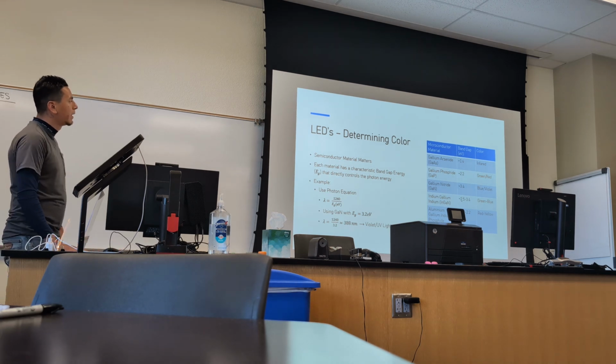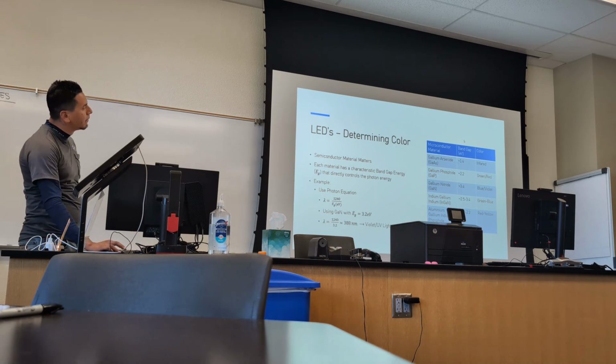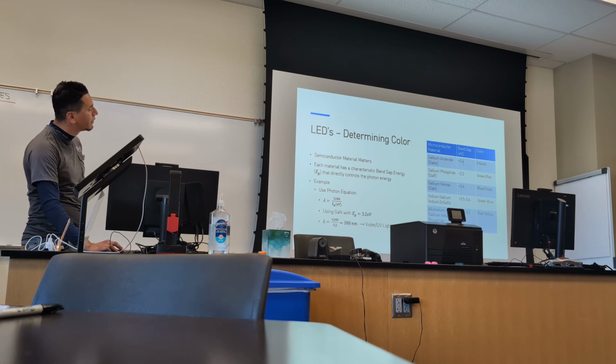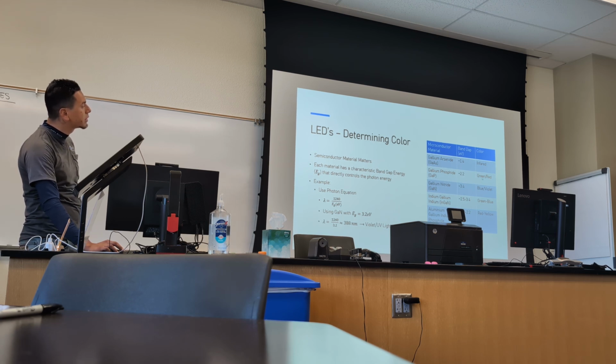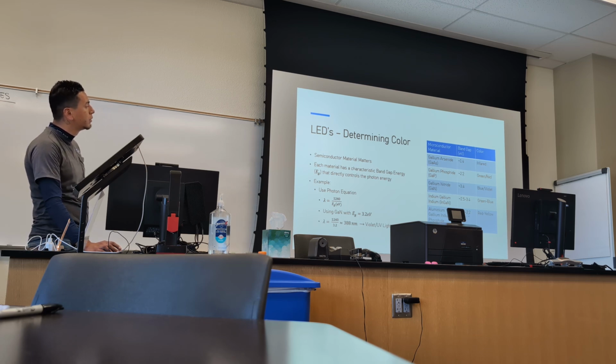So determining the color, semiconductor material matters. Here we have a table that says it, because each material has a characteristic band gap energy that directly controls the photon energy. For gallium arsenide, it's about 1.4 eV for the band gap. It's infrared. Gallium phosphide is about 2.2. This creates green/red. Gallium nitride is 3.4, and it's blue/violet. I messed up right here, but it's indium gallium nitride. It's 2.5 to 3.4. This creates green or blue. Aluminum gallium indium phosphide is 1.9 to 2.2 electron volts.